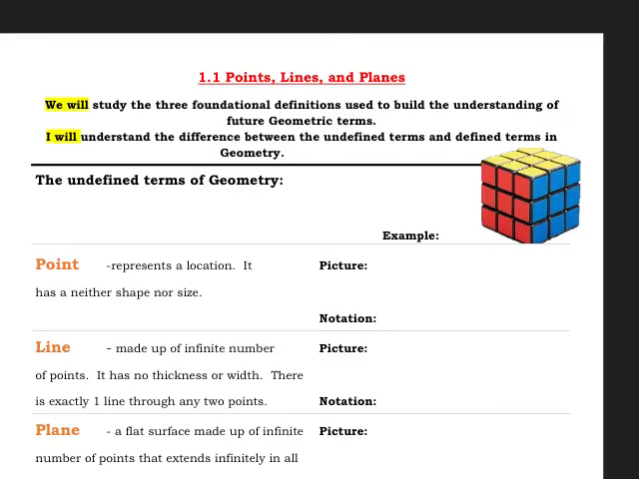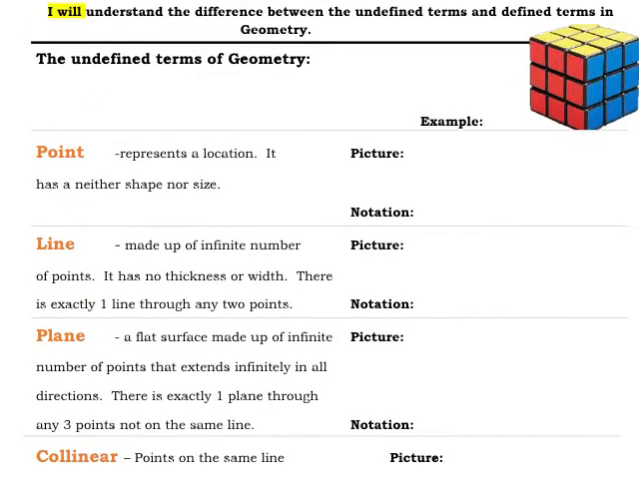All right, undefined terms of geometry. We have 3 of them. This will be the first question on your test when you take this test. Ready? The only 3 undefined terms of geometry are point, line, and plane, okay? A point. We all know what a point looks like. The only thing is that a point doesn't have a specific size.